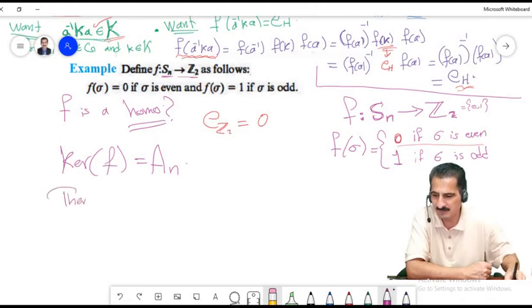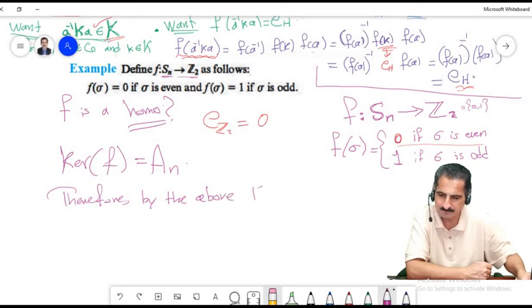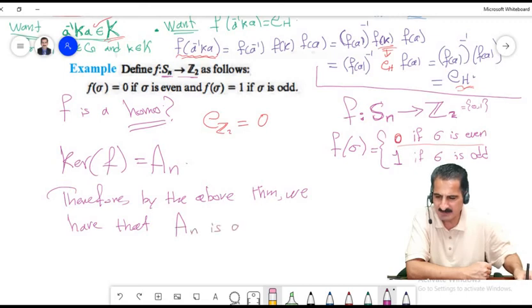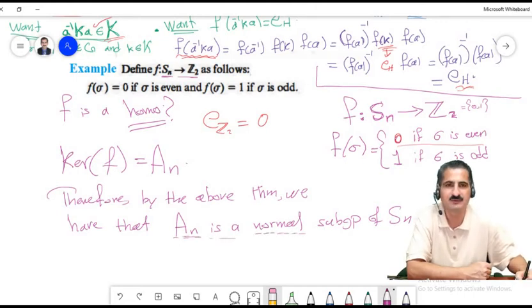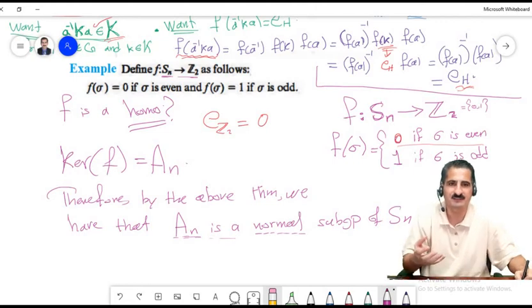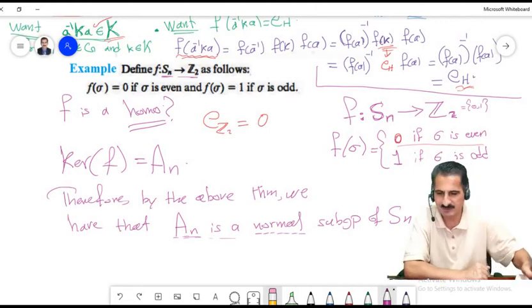Therefore, by the above theorem, we have that An is a normal subgroup. We know it is a subgroup, but now it is a normal subgroup of Sn. So you see how we concluded that? Because An is the kernel of some homomorphism which starts from Sn.